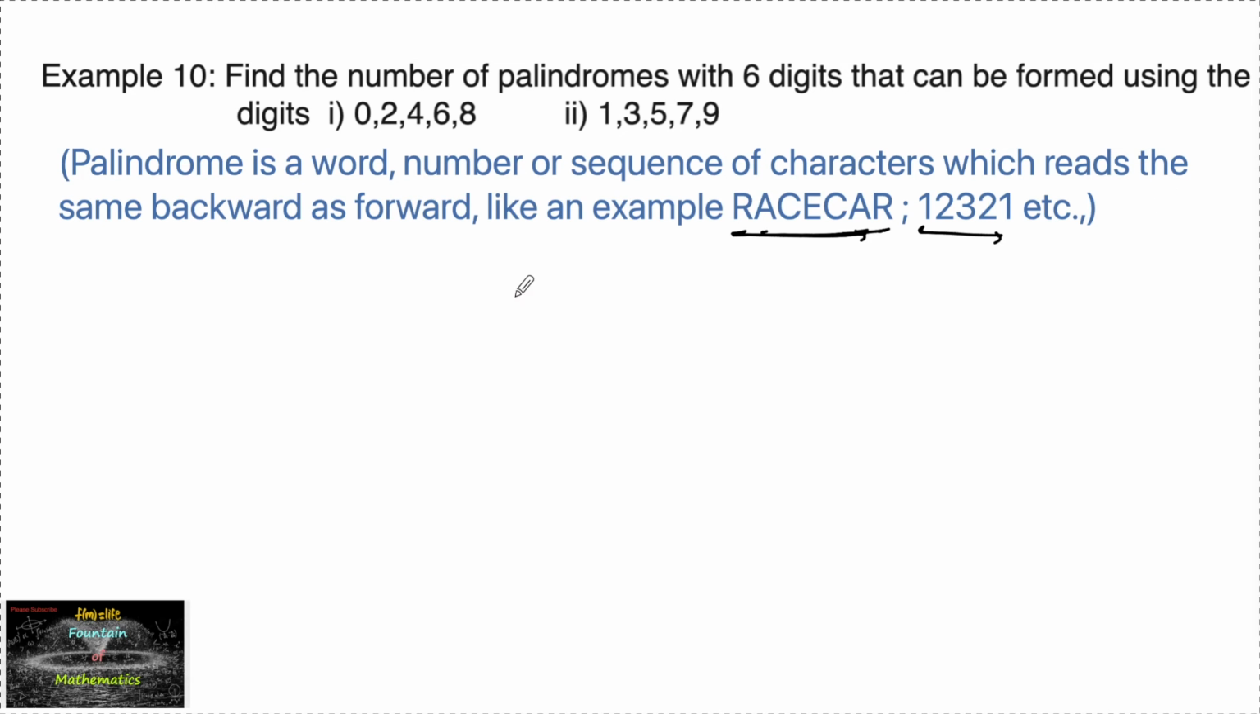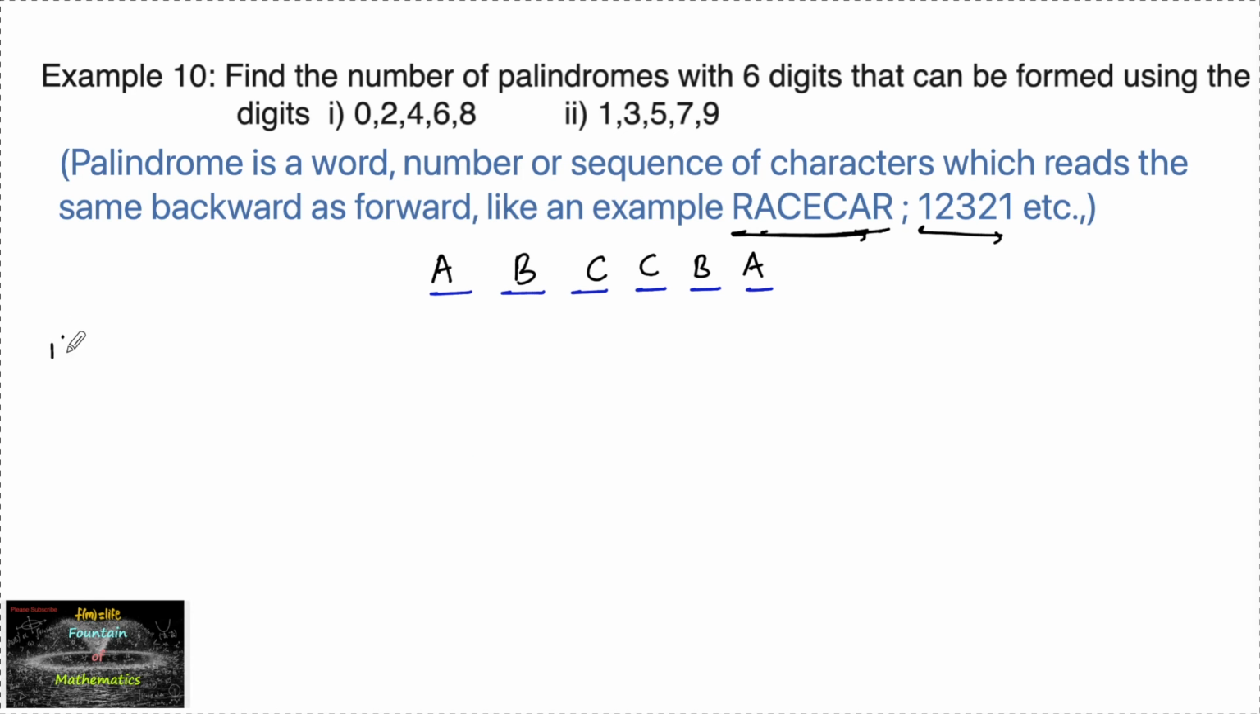So let us mark here 1 2 3 4 5 6. 6-digit palindromes are required that can be formed using the digits. So let us mark the first as A, B, C. It reads the same from the last also. So once A is fixed in the first place, it is the same as A at the end. B is fixed in the second place, so the second from last is also B. And C here also can be taken.